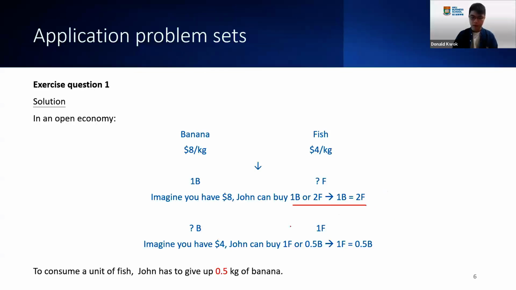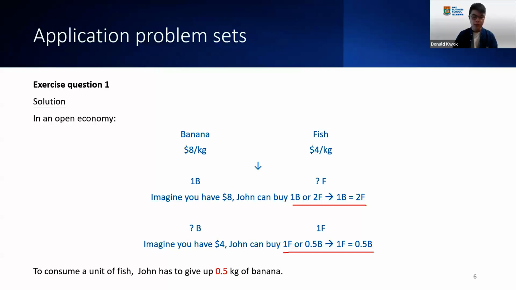Okay. Imagine now, if John has only $4, then he can use it to buy 1 kg of fish, or less than 1 kg of fish. Okay, 4 divided by 8, which is 0.5B. So equivalently, 1F equals 0.5B as a world term of trade.